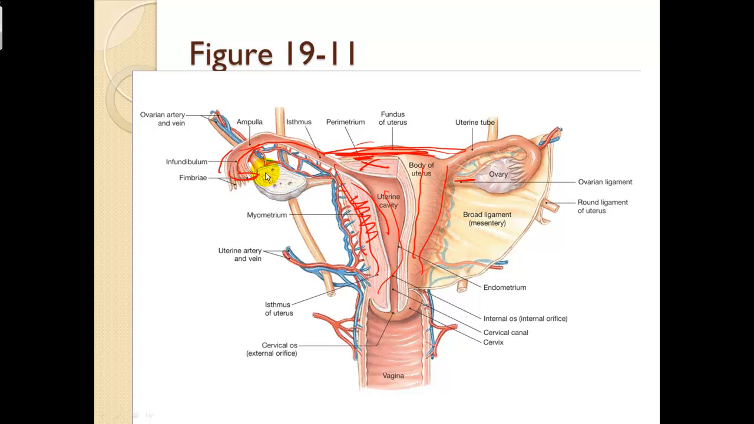So ovulation occurs, goes into the fallopian tube, the corpus luteum sticks around. If fertilization occurs and it implants, then the secretion from the corpus luteum will assist the developing fetus.